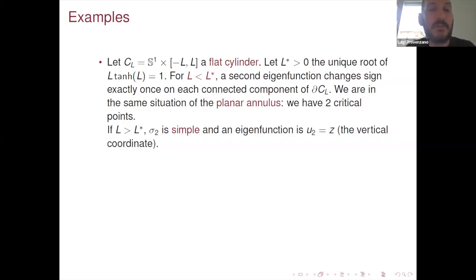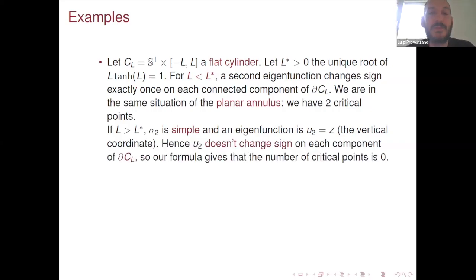On the other hand, if L is greater than this L star, the second eigenvalue is simple. And the second eigenfunction is just the vertical coordinate. This is really a trivial thing to look at. So the second eigenfunction doesn't change sign on each of the two components of the boundary. And so our formula gives that the number of critical points is 0, which is trivially true, of course.